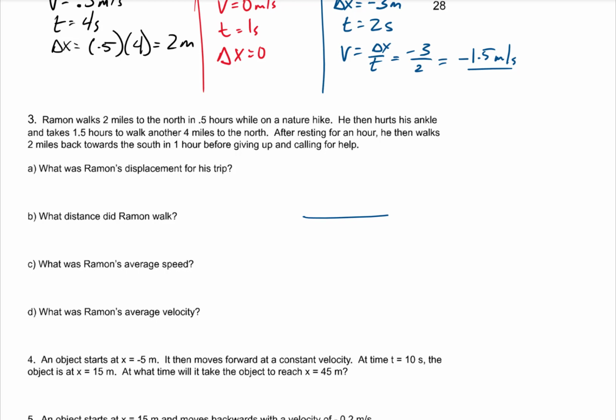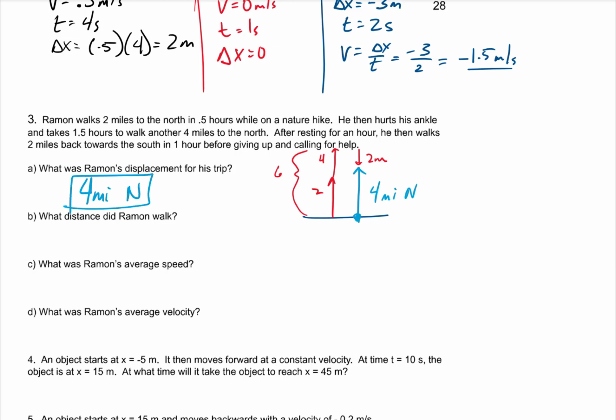Let's look at his trip. So he goes 2 miles north, and then he goes 4 miles north, and then he goes 2 miles back. So overall, he went 6 miles north, then 2 miles back. His displacement is how far from start to finish. That's 4 miles to the north. So his displacement is 4 miles to the north.